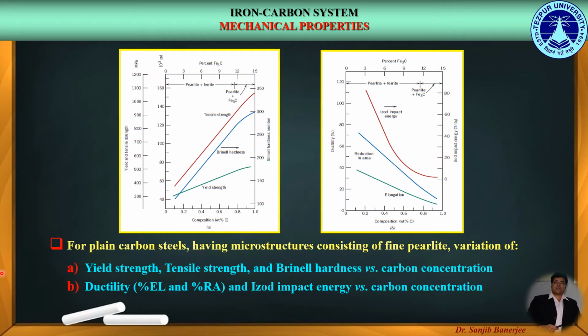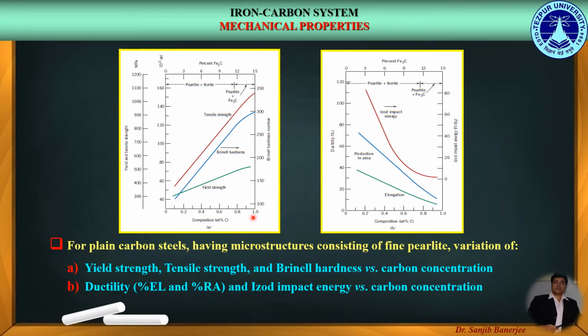The figures over here reveal the variations in mechanical properties with respect to the carbon content in case of plain carbon steels having microstructures consisting of fine pearlite phase. In the first figure, we can see the variations in yield and tensile strength as well as the Brinell hardness with respect to the carbon concentration, where we can see that strength and hardness increase with increase in carbon content.